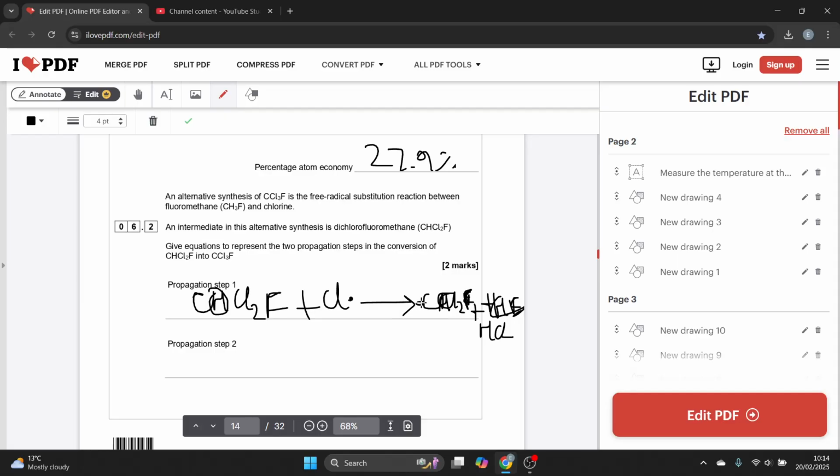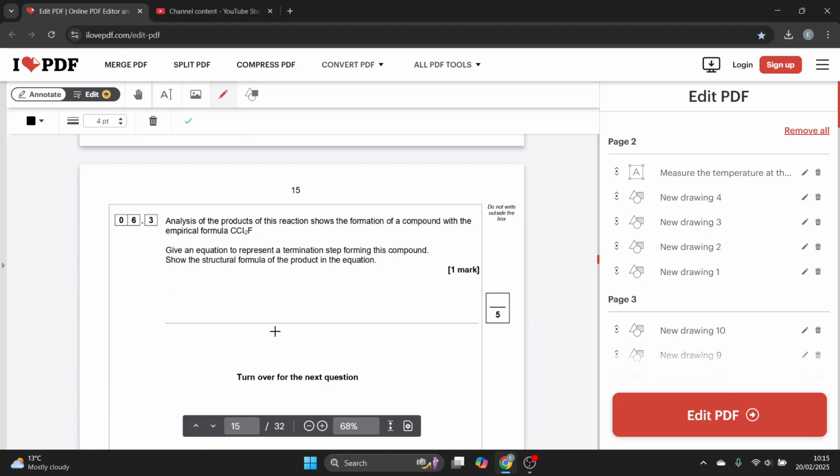Then we've got CCl2F plus excess chlorine, and I know I'm going to form this CCl3F anyway, and then what's remaining is a chlorine free radical. So CHCl2F plus Cl dot to form CCl2F free radical plus HCl; CCl2F free radical plus excess chlorine to form CCl3F plus Cl dot.